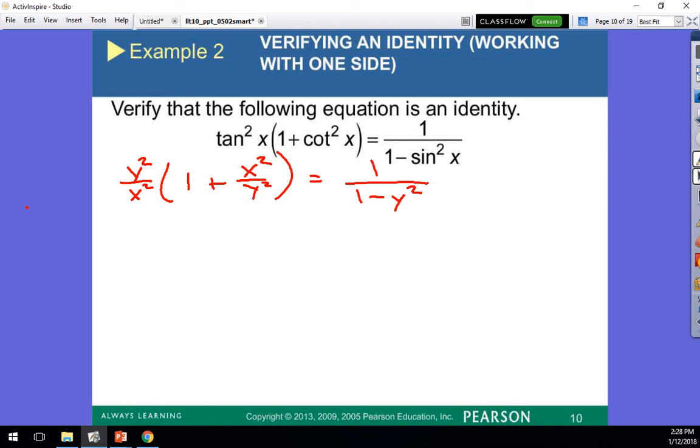Okay, first thing I have to do is what? Distribute. Let's do that. So as I distribute, I get y squared over x squared plus, what's going to happen here? 1, right? My x squareds cancel, my y squareds cancel. 1.